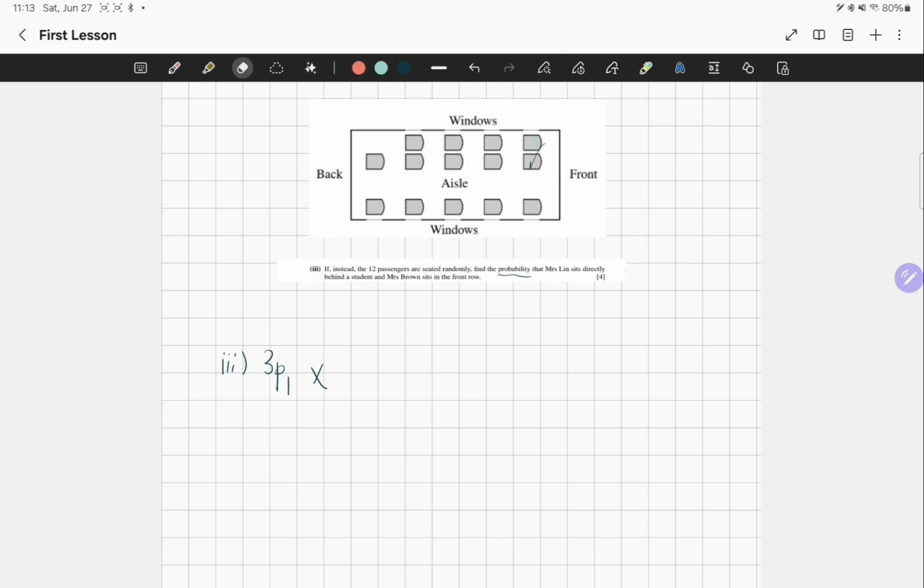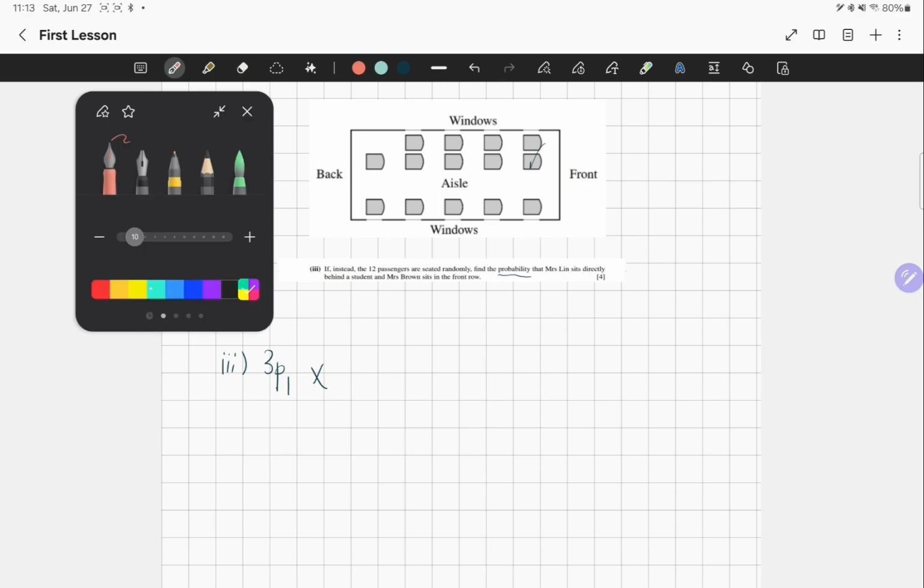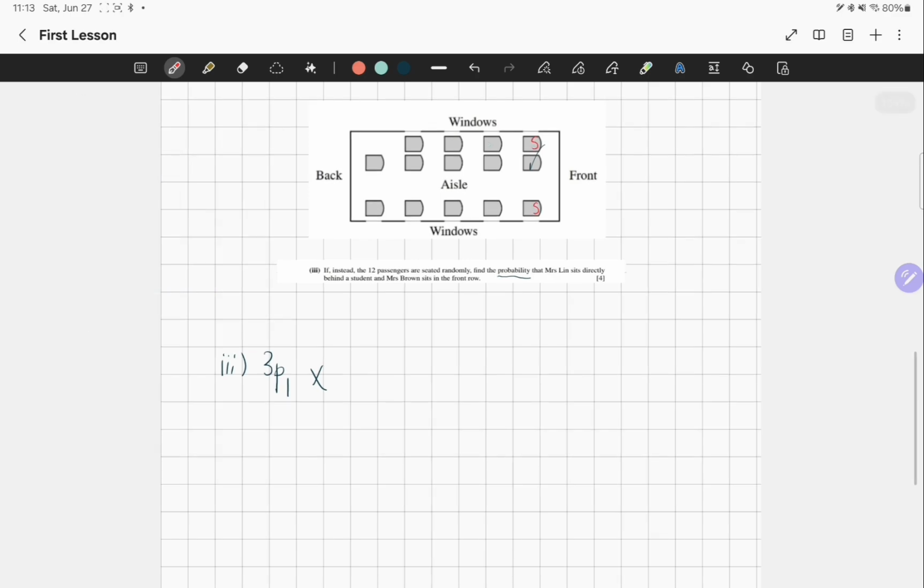Okay, maybe I should use a clearer one. Either the student sits here, and then Mrs. Lin sits here, or the student sits here and Mrs. Lin has to sit here, or here, or the student can also sit here and Mrs. Lin here, and then the student can only sit here, and Mrs. Lin here.